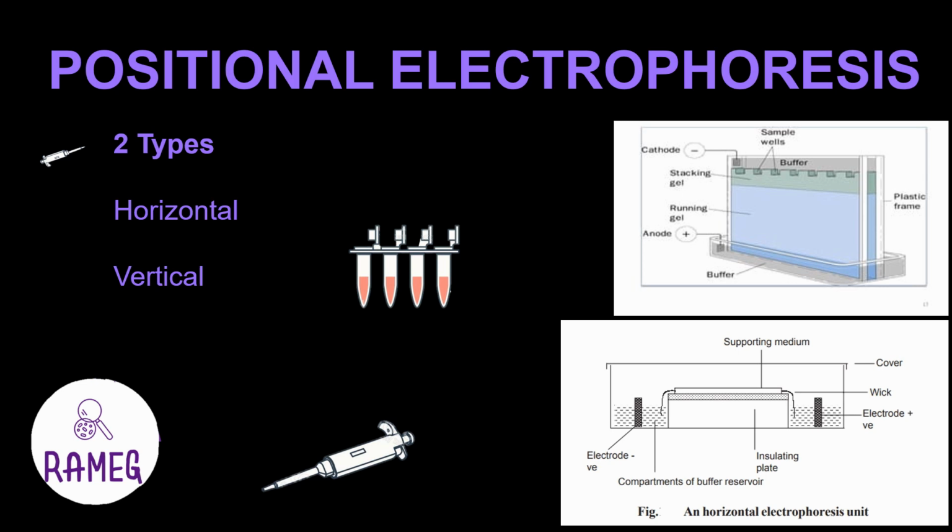The function of horizontal electrophoresis is that it is used mostly in the separation of DNA and RNA mixtures, and sometimes even protein mixtures. But vertical electrophoresis mostly focuses on the separation of proteins only.